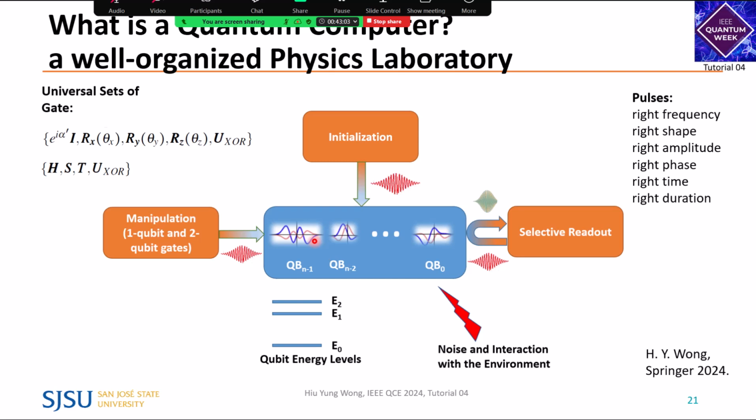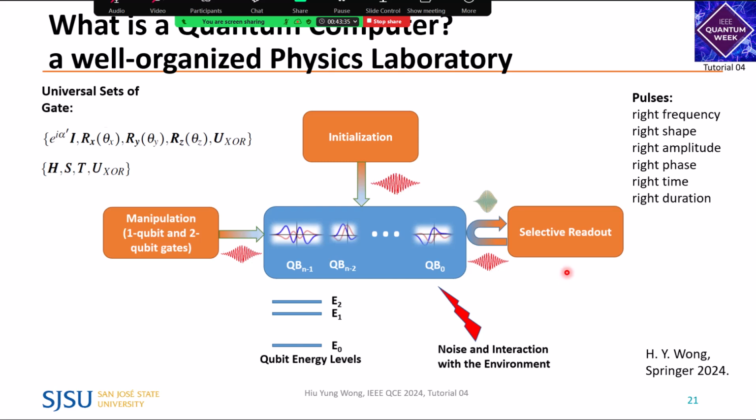They evolve with time. But then you will shoot some microwave pulse to initialize it. You may shoot some microwave pulse to manipulate it, which is just a quantum gate. You also want to selectively read it out, right? And they should have different levels, but only 2 of them should appear during the computation. We don't want you to excite to the higher level. And we also need to be careful that there will be noise interacting with the environment, right?